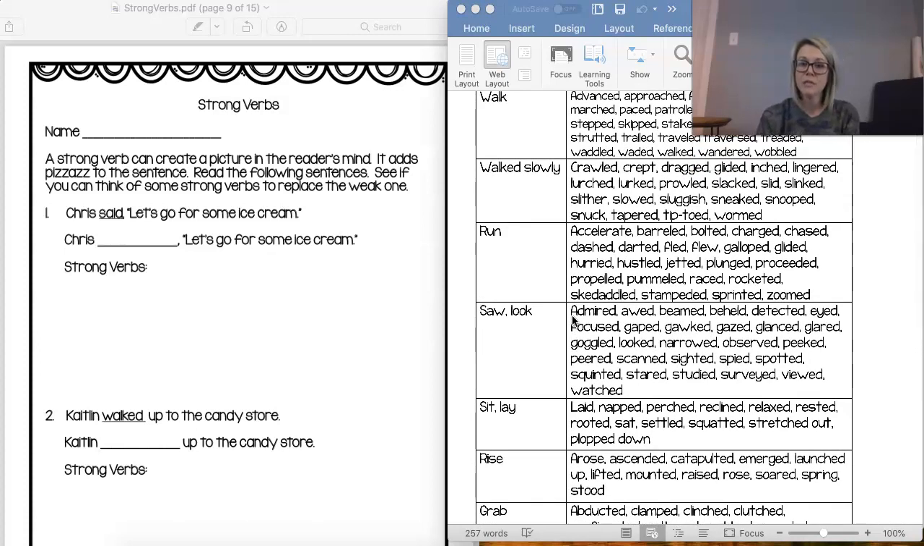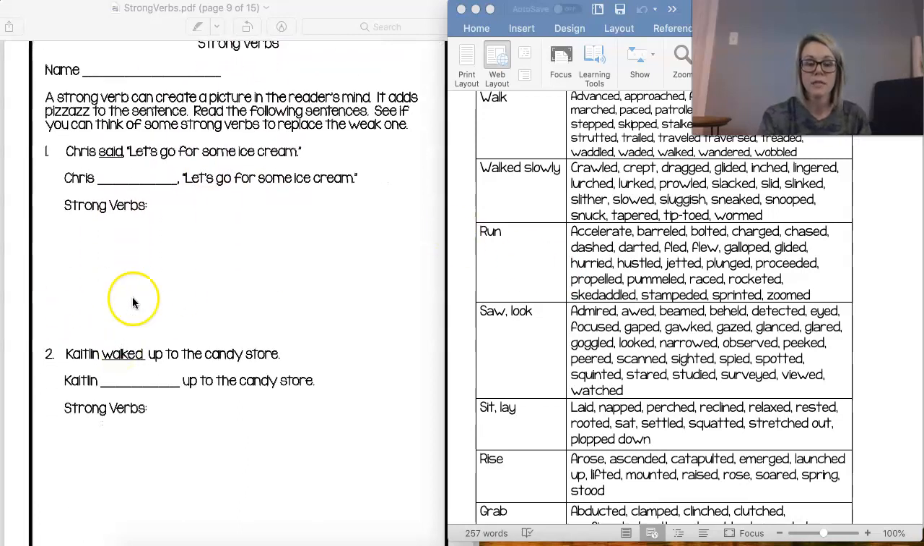We're going to get into using a thesaurus, but I'm not going to get there just yet. I'm just going to use the ones that I have in front of me. And then I'm going to practice using these two sentences over here. So what we're trying to do is create a picture in the reader's mind. We want them to understand what is going on. Those strong verbs give emotions to people.